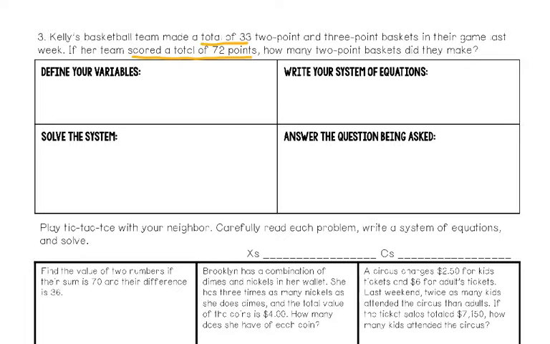Okay, so I went through and I underlined the important information in this. There's 2-point and 3-point baskets. There was a total of 33 of those, and then the score is 72 points. So let me define my variables first.